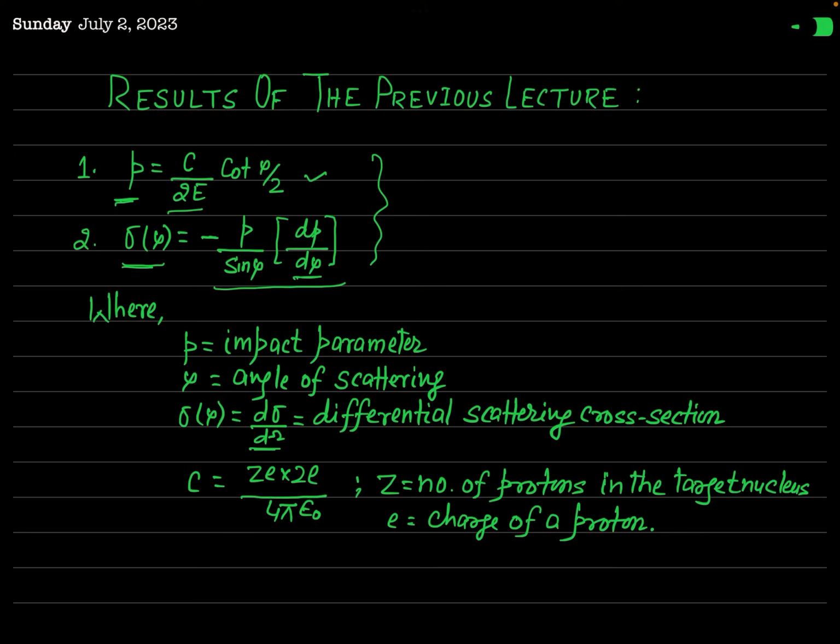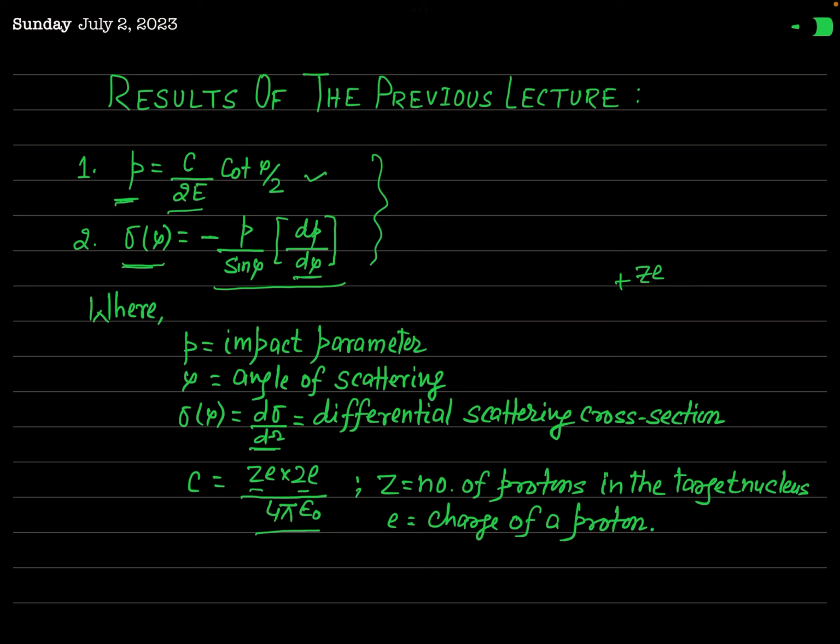Okay, actually this constant C you have seen in the previous lecture, this is equal to ZE times 2E divided by 4 pi epsilon naught. Actually here this ZE is the charge of nucleus and 2E is the charge of alpha particle. You can say that if instead of alpha particle anyone use another projectile having positive charge, and let us say charge of that projectile is plus a small ZE.